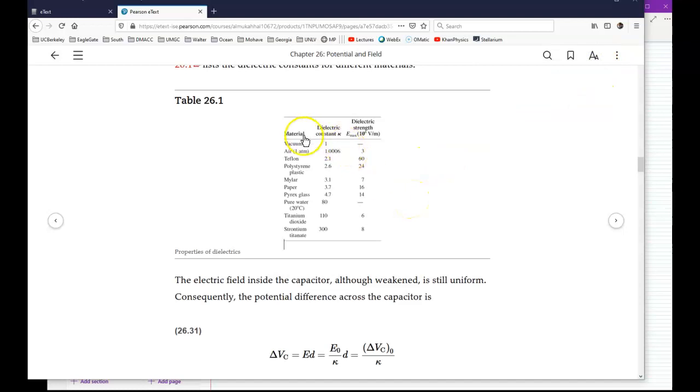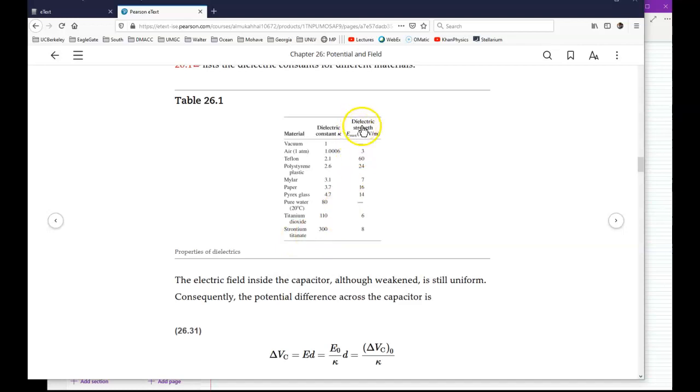Okay, so what you have in here is table 26.1. The material vacuum, the dielectric constant kappa is 1 for vacuum, air 1.0006, Teflon 2.1, plastic 2.6, paper 3.7, glass 4.7, water 80. Isn't that amazing? In other words, if you put water between the two plates, it will increase the capacitance by 80 times. Titanium dioxide 110, strontium titanate, I don't know what that is, 300, and so on.